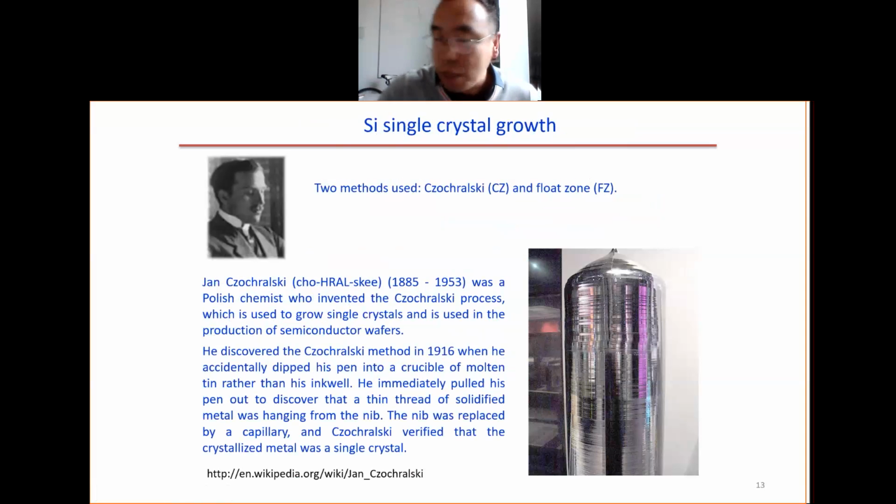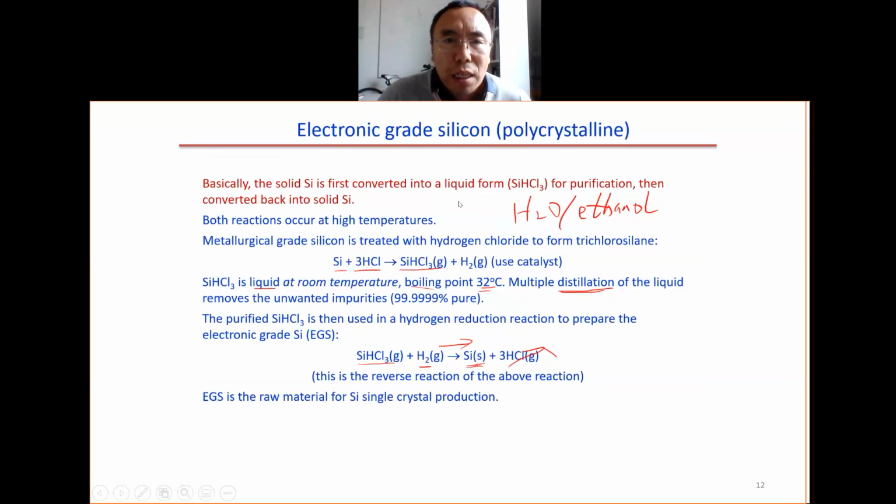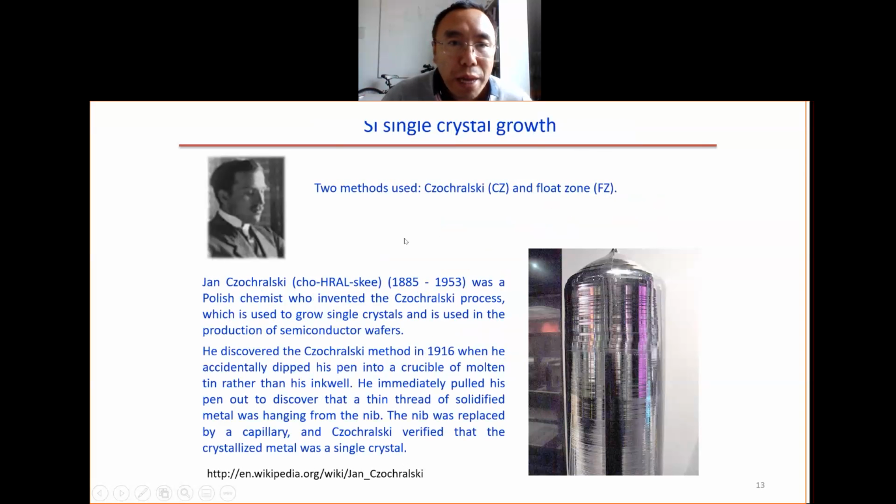Now we have very pure silicon, but this one is polycrystalline. So we want to make single crystal silicon. We have two ways to make single crystal silicon. One is called the Czochralski method, the other one is the float zone method. So this is CZ, and the other one is float zone, FZ.